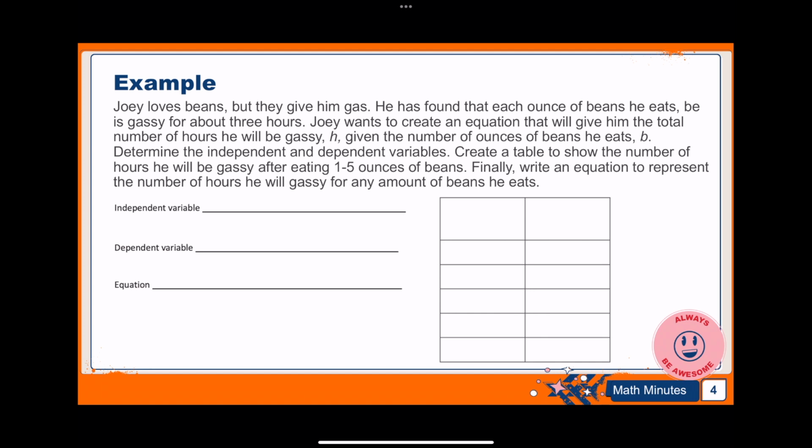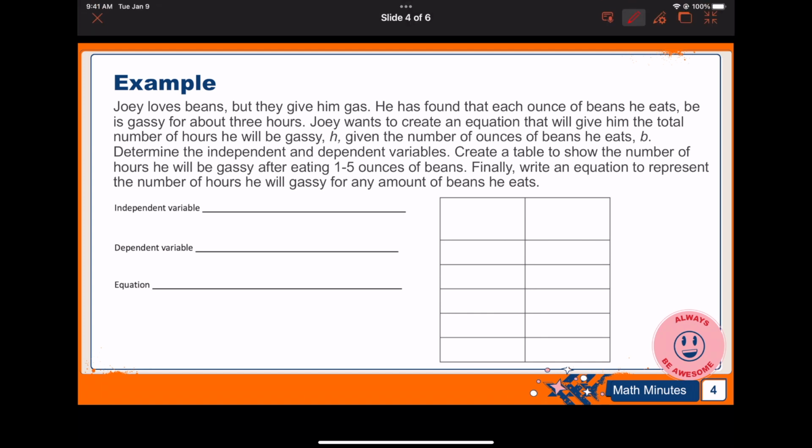So anyway, our first thing here is we got to figure out what our cause is, what our effect is. What is our independent variable? What is our dependent variable? When we look at our question here, we're given two variables. We're shown that the hours he's going to be gassy, that's H, and we see the ounces of beans he eats, that's B. And we have to figure out which one of those is the independent variable, the cause or the input, and which one is the dependent variable, which is the y or the effect or the output.